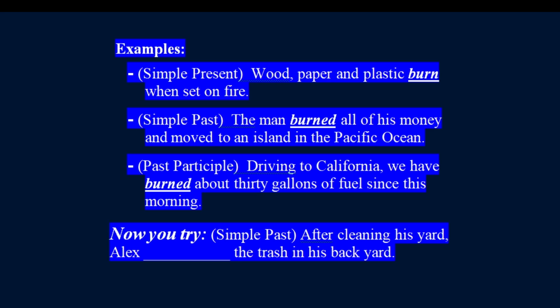Now you try. The simple past. After cleaning his yard, Alex burned the trash in his backyard.